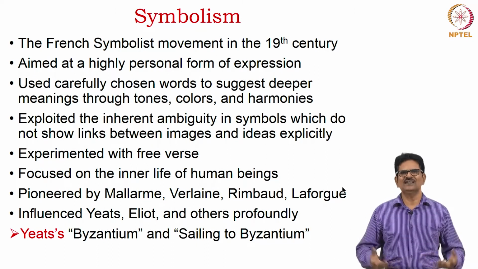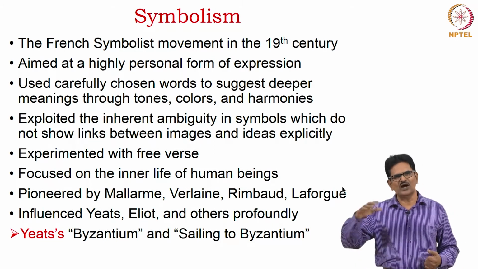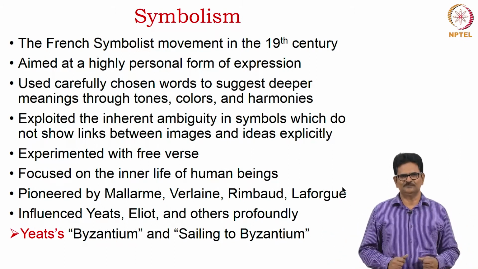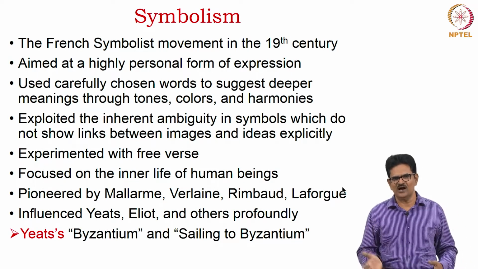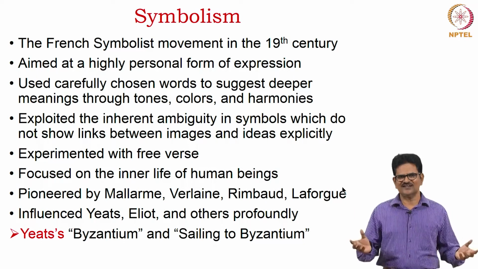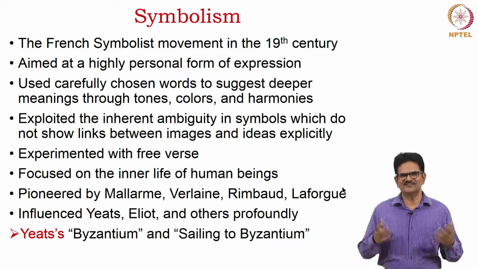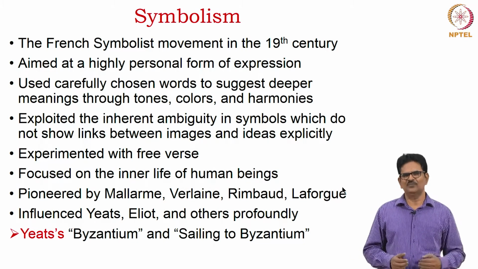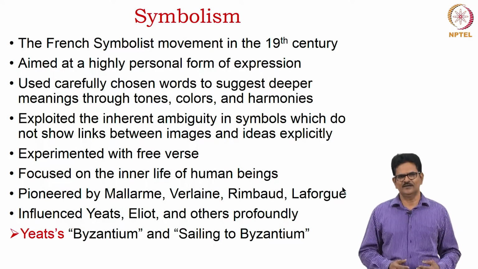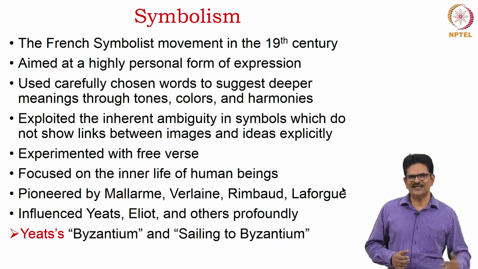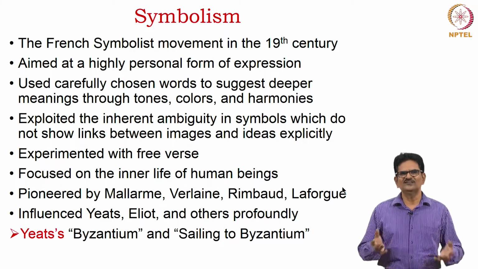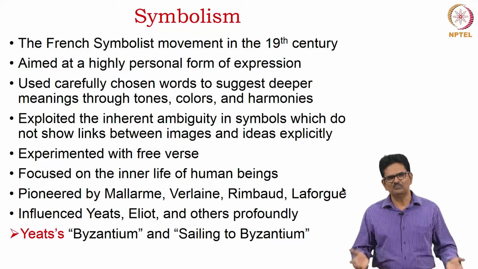They focused on the inner life of human beings, not the outer forms through descriptions of nature or outer objects. This kind of symbolist poetry was pioneered in France by Mallarmé, Verlaine, Rimbaud, Laforgue. All these writers, French writers, influenced Yeats, Eliot and other modernist poets profoundly. One example we have here in Yeats, that is his poems like Byzantium and Sailing to Byzantium are good examples for symbolist poetry, which is part of modernist poetry.